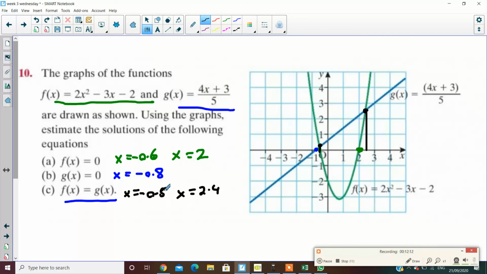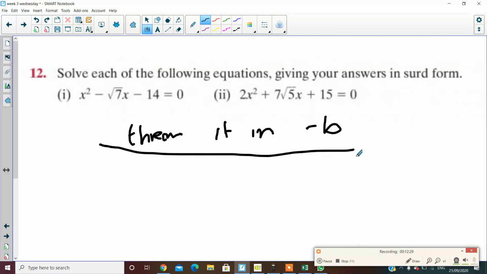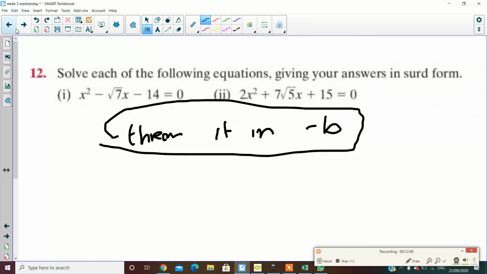How are you finding the graph questions? You all right? All right, let's keep going. Just throw it in the minus b formula, okay? And if you have issues with it, I'll do it tomorrow. Okay? Throw it into the minus b. All right. Is that the end of that exercise? Does it only go to question 12? All right.